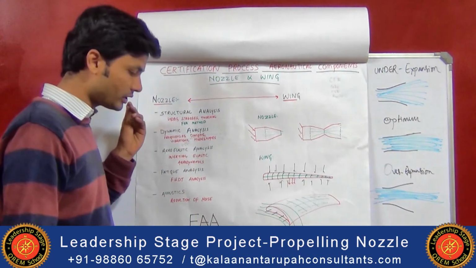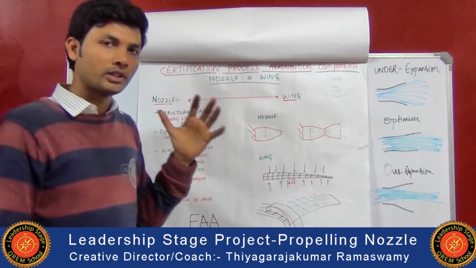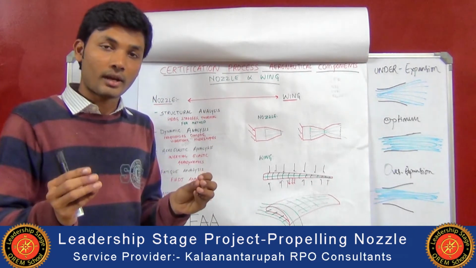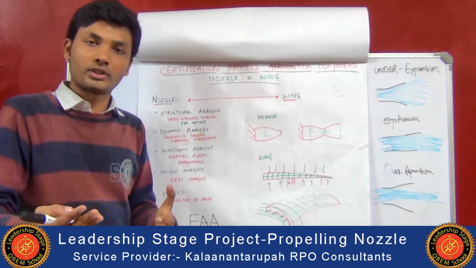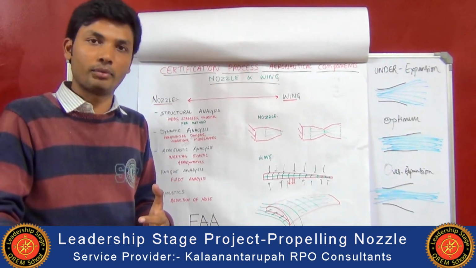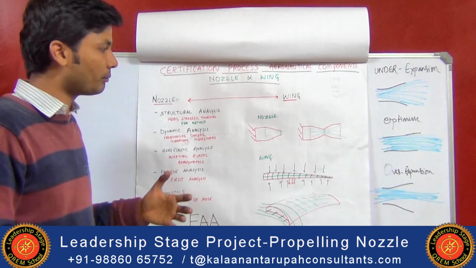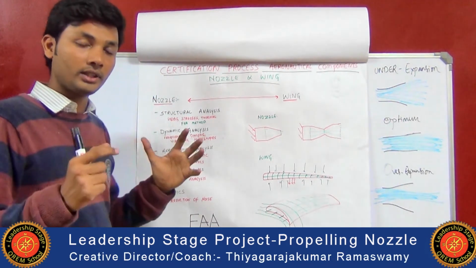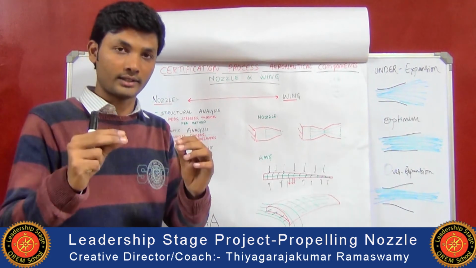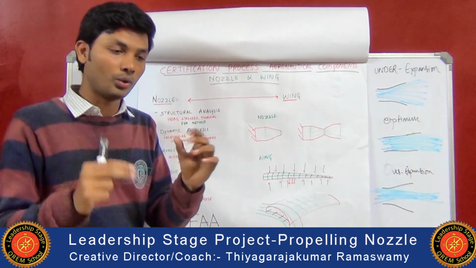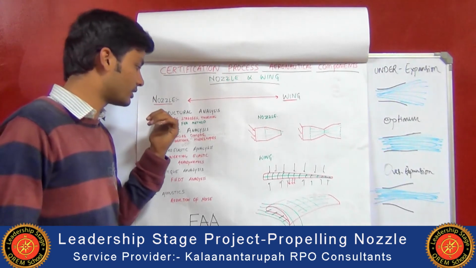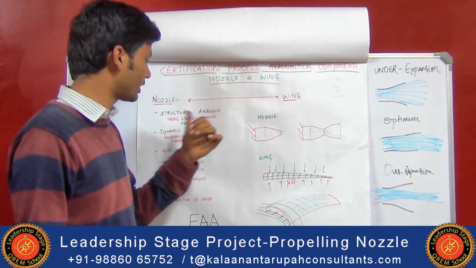What I am going to explain is not the whole process, because for certification there are much more complex procedures which an aviation company follows to get it certified. But what I am going to discuss here is the basic and most important analysis which an aeronautical company does on its component to get it certified. First one is the structural analysis. This is nothing but load, stresses and thermal.